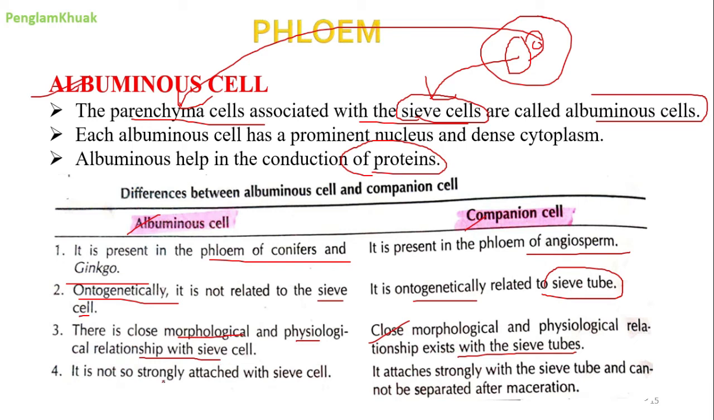This albuminous cell is strongly attached with the sieve cells, and this companion cell is strongly attached with the sieve tube and cannot be separated after maceration. Maceration means if you dip some substances in water, they will become bulging, so you will not be able to separate them after maceration.